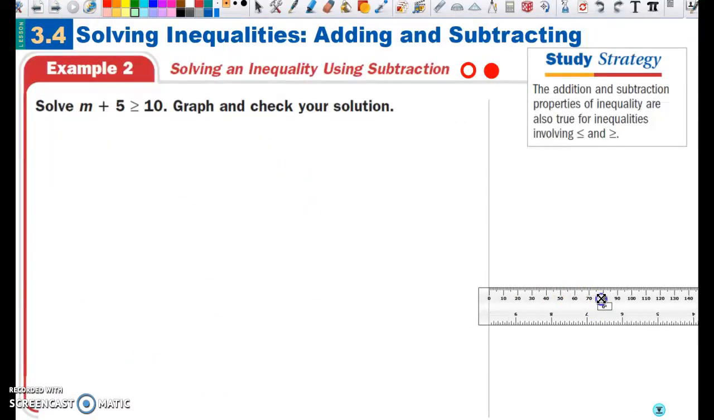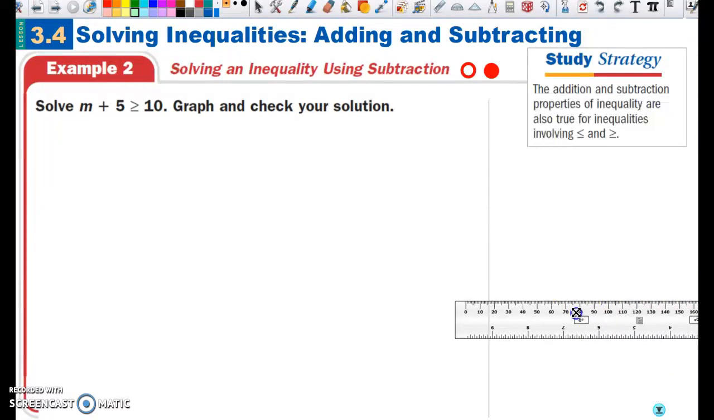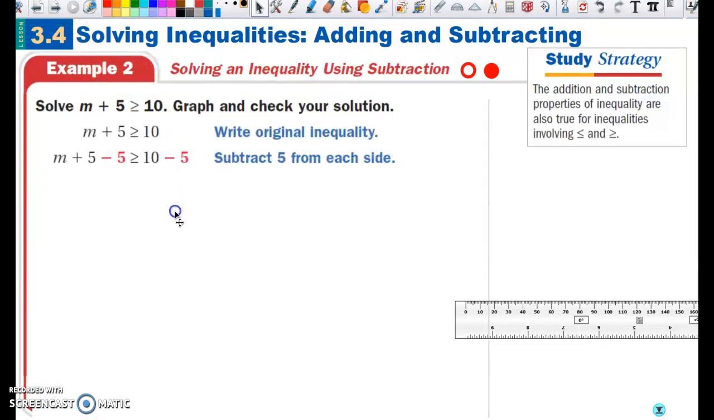All right, it's time to solve and graph our own. So I have m plus 5 is greater than or equal to 10. First step, subtract 5 from both sides. M is greater than or equal to 5. How would I read that? I want all the numbers that are greater than or to the right of 5.